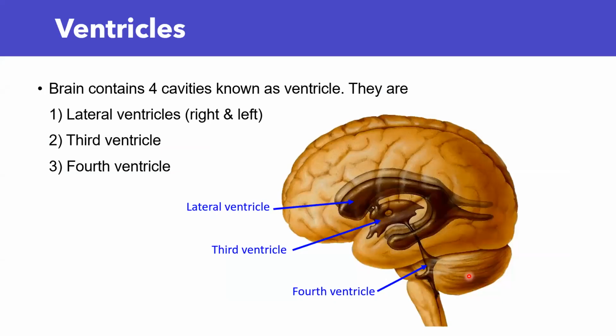The brain contains 4 cavities known as ventricles. They are the two lateral ventricles, the left and right lateral ventricles, the third ventricle, and the fourth ventricle. So in the middle, 2 lateral ventricles and the third and fourth ventricles.